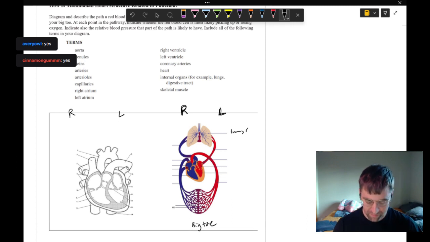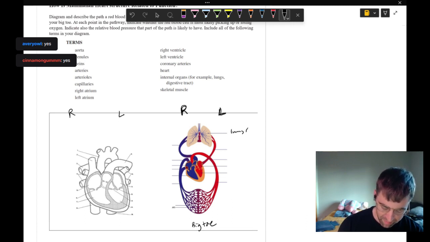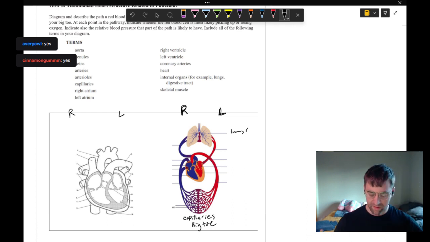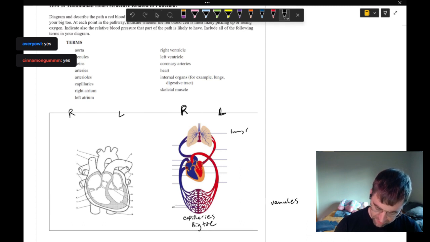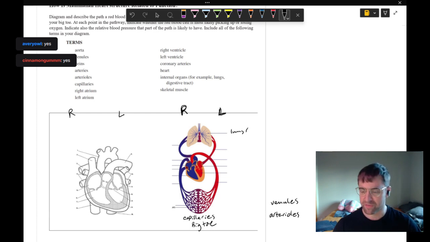what we have is a capillary bed. I'll stick with black. Capillaries, depending on which side of the circuit you're on, may be called arterioles feeding those capillaries, or venules. I'm going to write this off to the side: venules and arterioles. This will make more sense in a second. I'm going to come back to it.